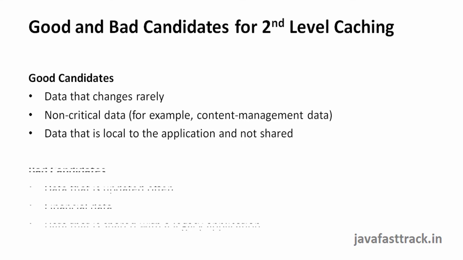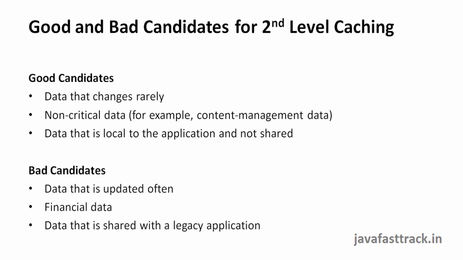Where you cannot use second level caching is data that is updated often. If you know that the data is getting changed frequently, you should not use second level cache. Or financial data which is more critical, you should not cache it. Or data which is shared across multiple legacy applications, means other than your Hibernate application, there are some other third-party applications like mainframe applications, etc. You should not cache it. So these are the good candidates for caching. These are not so good candidates for caching.